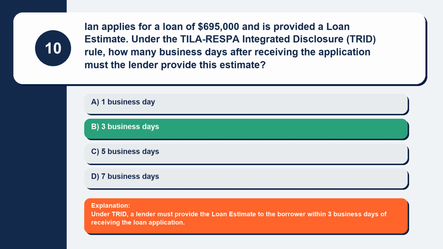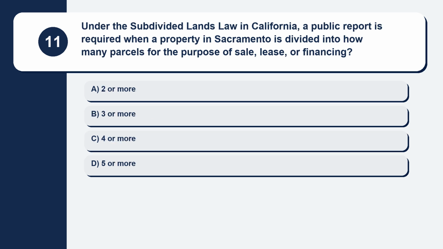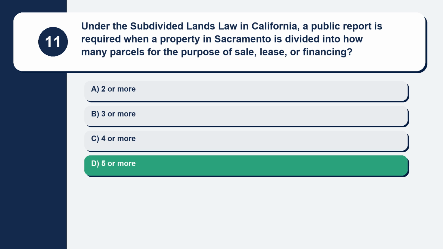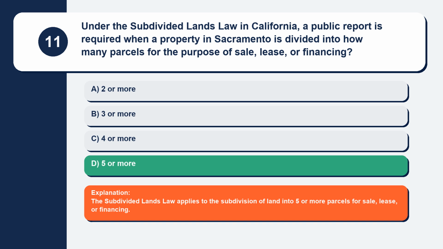loan application. Question 11. Under the Subdivided Lands Law in California, a public report is required when a property in Sacramento is divided into how many parcels for the purpose of sale, lease, or financing? Here are your options. Option A, 2 or more. Option B, 3 or more. Option C, 4 or more. Option D, 5 or more. The correct answer is option D, 5 or more. Explanation: the Subdivided Lands Law applies to the subdivision of land into 5 or more parcels for sale, lease, or financing.